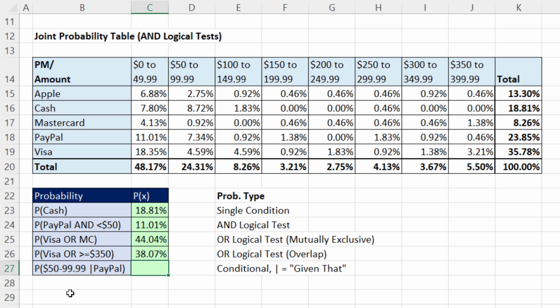Now, conditional probability, and that bar right there means given that. So we want 50 to 99.99 given that they paid with PayPal. That means instead of the whole table, we've now isolated everything here, just this row. So we go and find the 50 to 99.99, take that percentage and compare it to the total percentage for PayPal. Whatever the AND logical test is, divided by the margin. And when I hit Enter, that's the probability that we paid 50 to 100, given that we use PayPal.